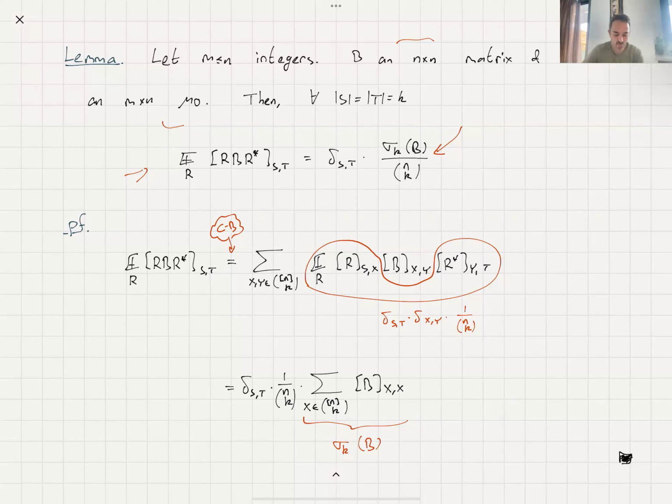Okay, so let's see the proof. On the left-hand side, we have this thing, and then we are going to apply Cauchy-Binet twice, right? So we are introducing both X and Y, and we switch the expectation and summation order, and we are summing over all X and Y, R S X, B X Y, R conjugate Y T. And ignoring B and putting it aside, because R is minor orthogonal, this thing boils down to S has to be equal to T, X has to be equal to Y, and then you have this factor.